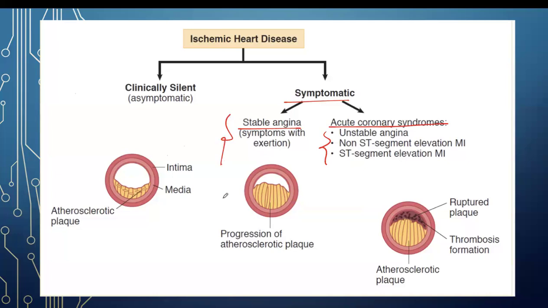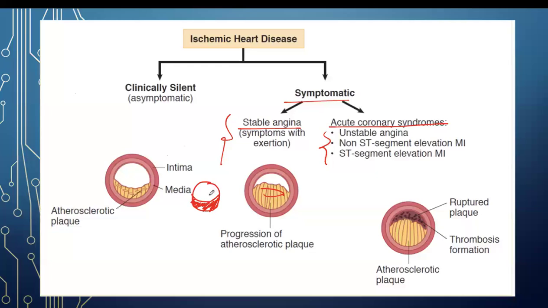So let's talk about stable angina. If you look over here, this is a cross section of a coronary artery. And a normal coronary artery should be totally patent. There should not be any blockage like this, right? In a stable angina patient, there will be atherosclerotic plaque starting to build in the coronary artery, but it's not fully blocking the coronary artery yet. So still there is enough blood supply.